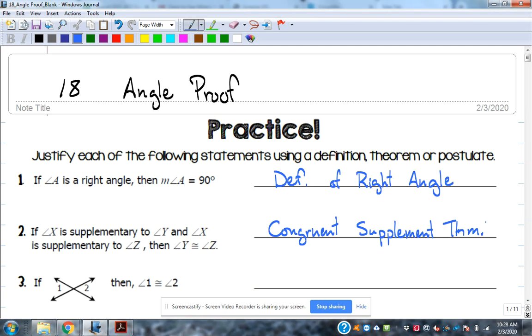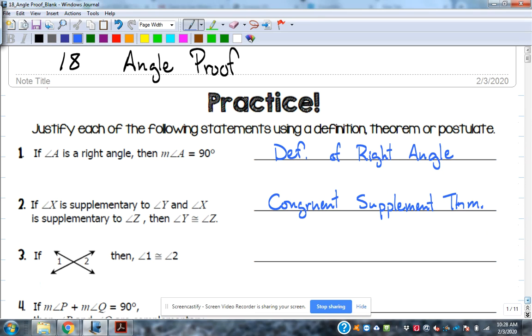Number 3 there, we've got angles 1 and 2 in a picture there. Then angle 1 and 2 are congruent to one another. Yeah, they're vertical angles in that picture, so that is the vertical angles theorem.